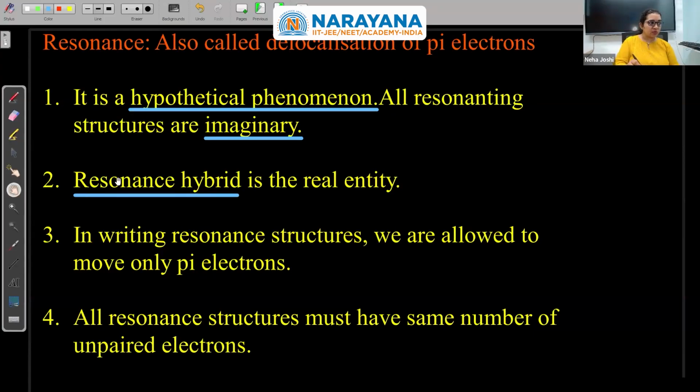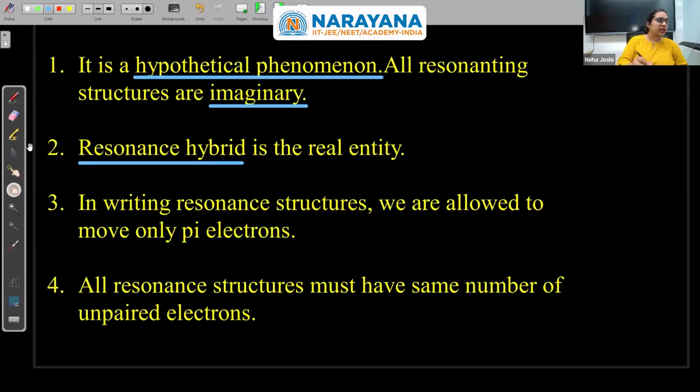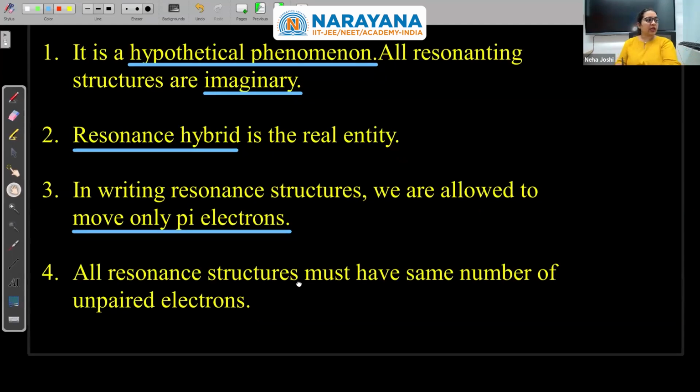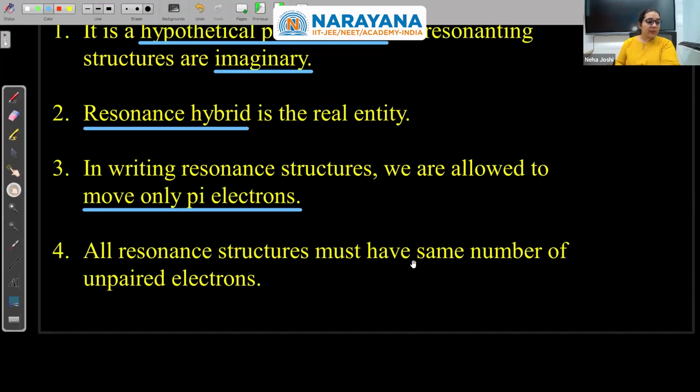We will not move any atom, any pi bond, or any sigma bond. We are allowed to move only and only pi electrons. Sigma bonds we will not delocalize in resonance. All resonating structures must have the same number of unpaired electrons.